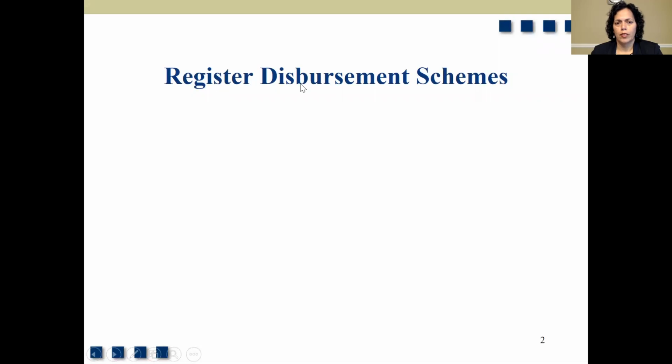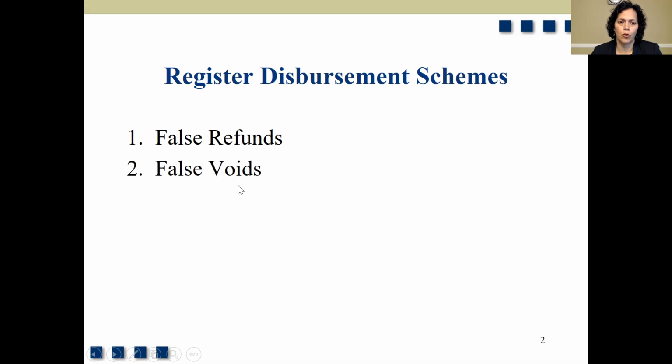When we talk about register disbursement schemes, we are talking about a sales register, and we'll see what these schemes are and how they are perpetrated. So there are two types of schemes over here. One is a false refund, and the second one is a false void. What's common in both of these?